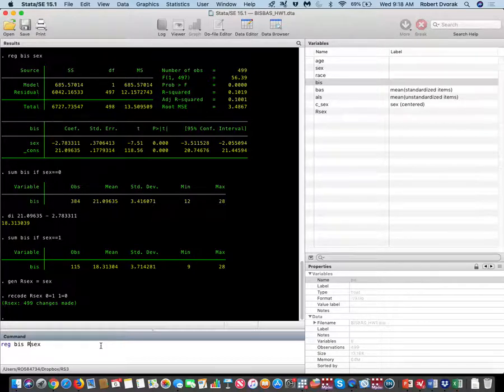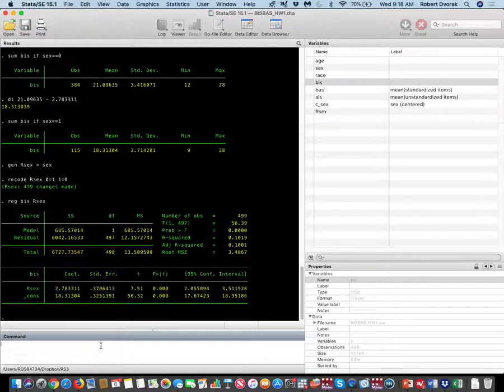Now, sex is coded as 0 if you're a male and 1 if you're a female. So what is our intercept going to be? Perfect. 18.31304, or 31309, whatever, there's a rounding issue somewhere in there. And what is our slope going to be? Positive 2.7831, right? Yep, there we go. It works out just the way it's supposed to, 2.78 and 18.31.